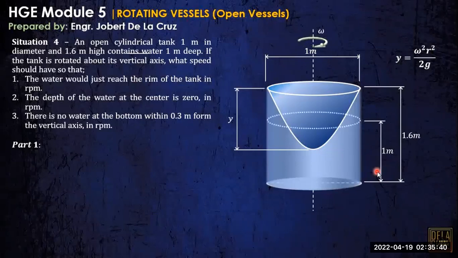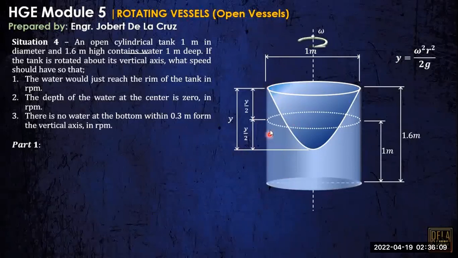Ito yung original position ng water natin, yung hindi pa siya nag-rotate, no? So ito yung tatandaan natin, kung ano yung iaangat ng water dyan sa itaas, yan yung ibababa ng ating water din. That means, this is y over 2 and this is y over 2. Okay, klaro? Kung ano yung iaangat niya dyan, yan yung ibababa niya ng ating paraboloid. The same lang yan. That is y over 2.